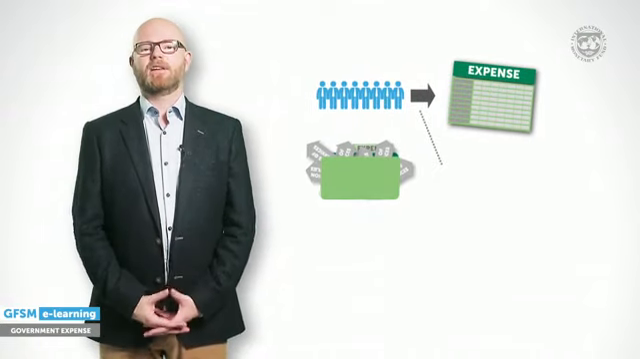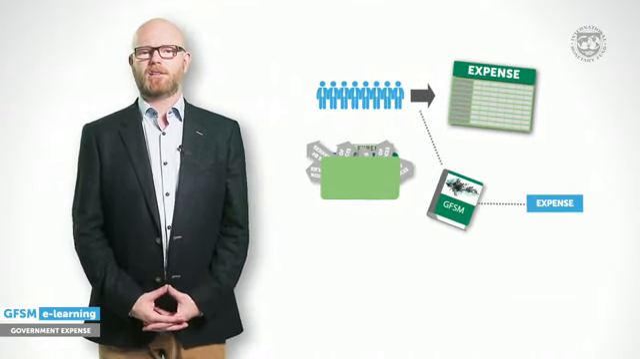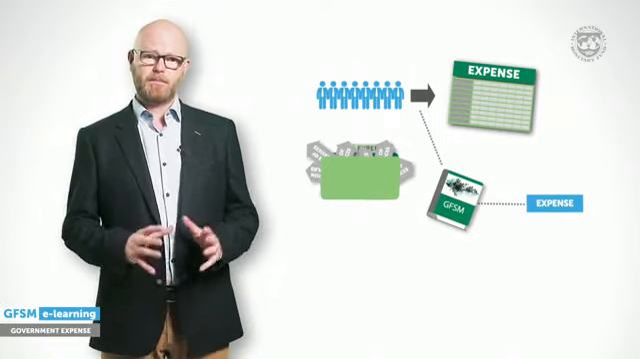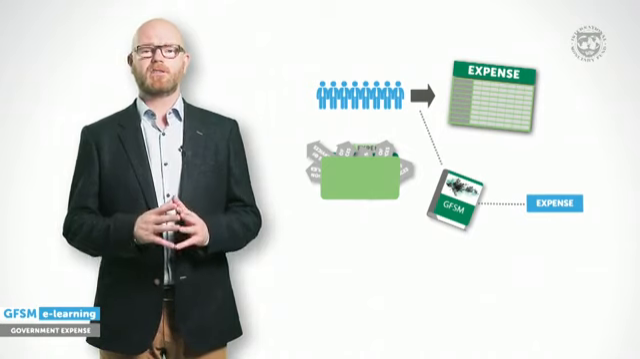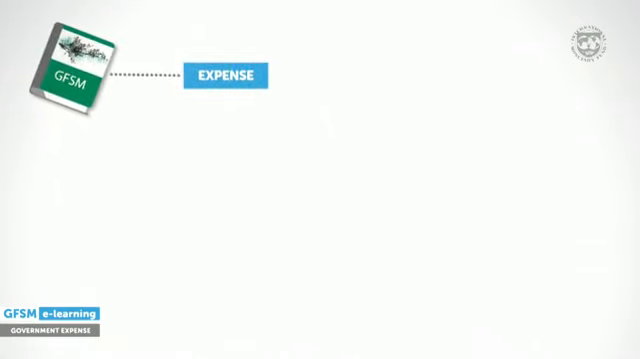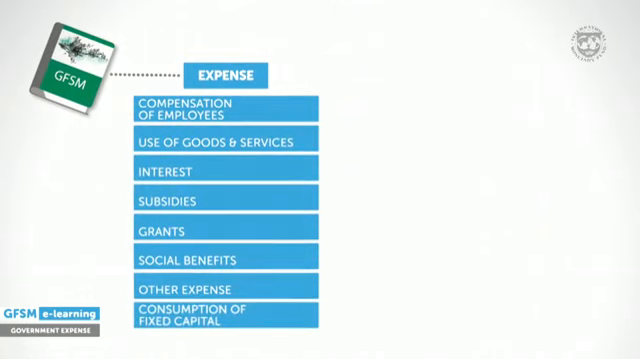For this, GFSM provides a detailed classification scheme. The presentation allows for meaningful analysis of various expense components and supports international comparisons. Let's briefly look at this classification scheme. There are 8 main categories.